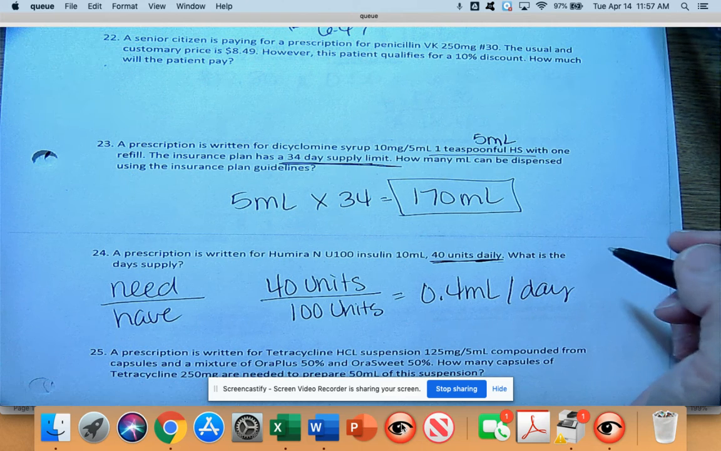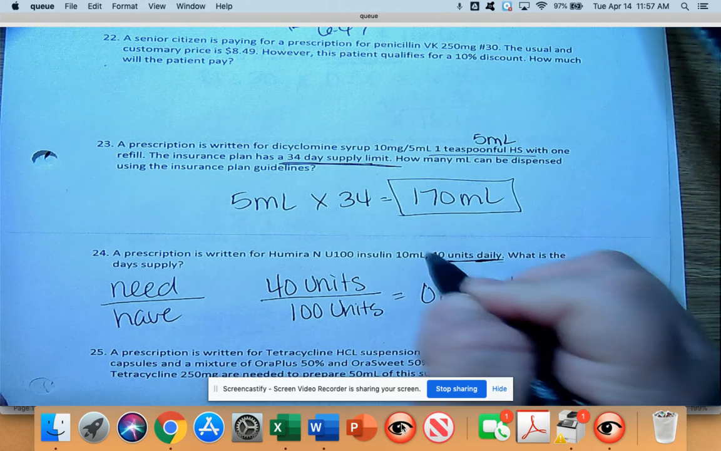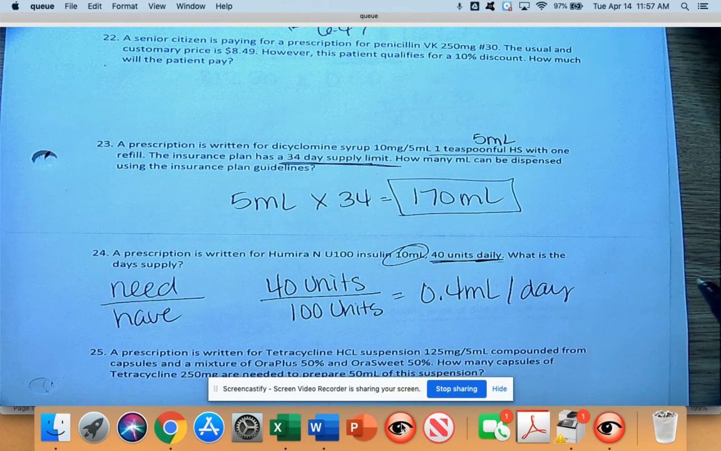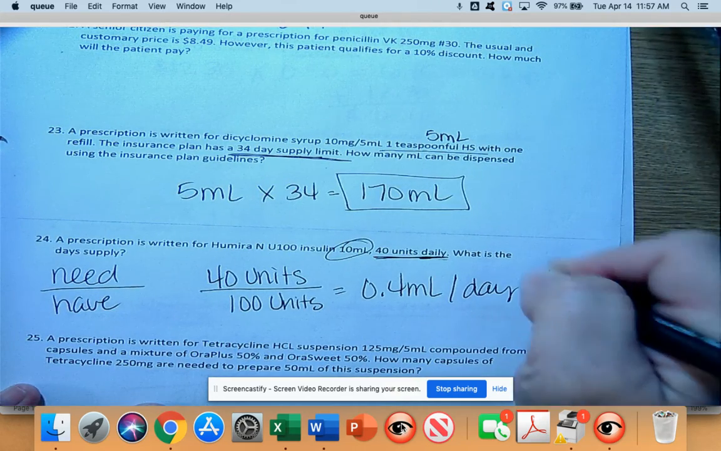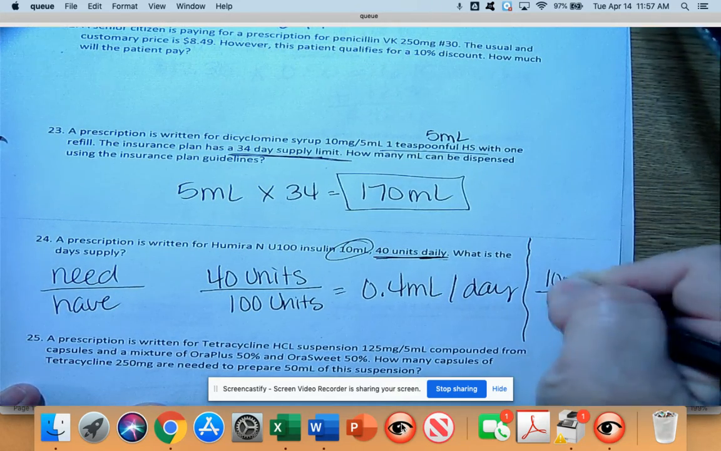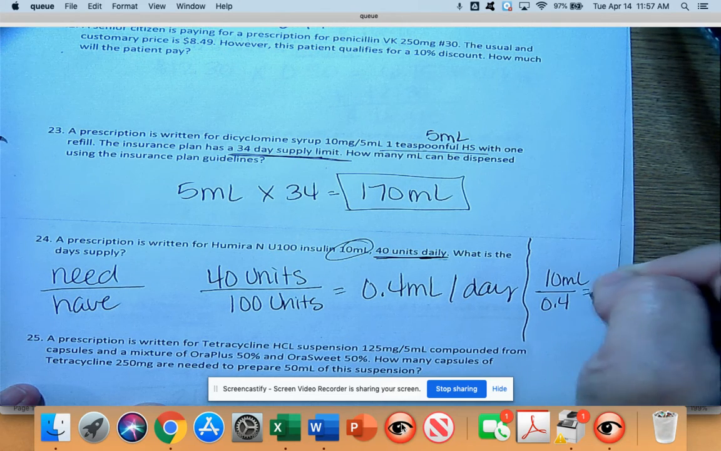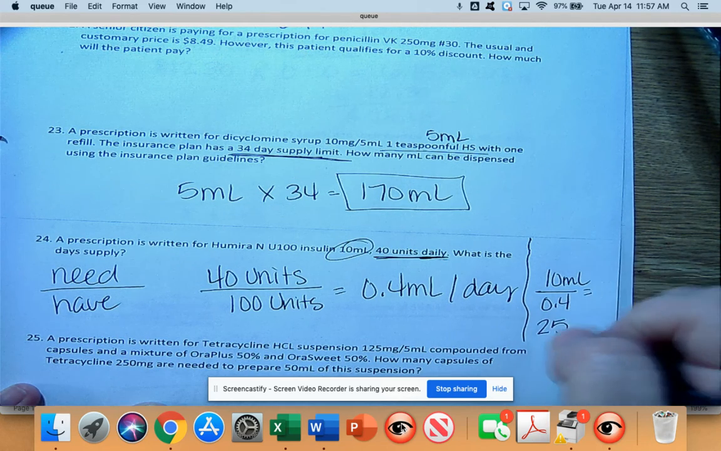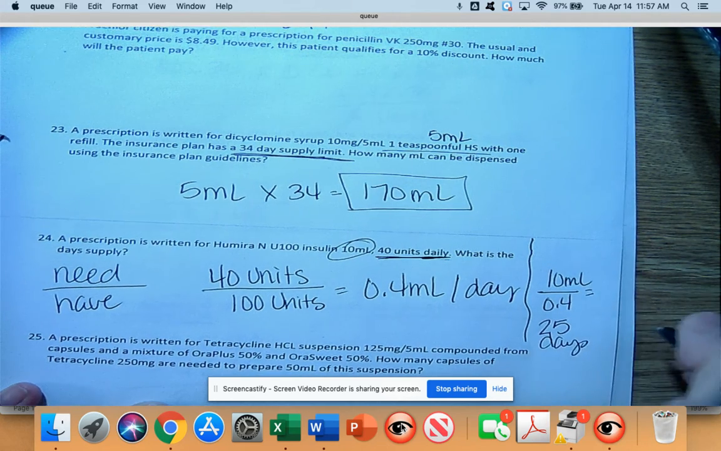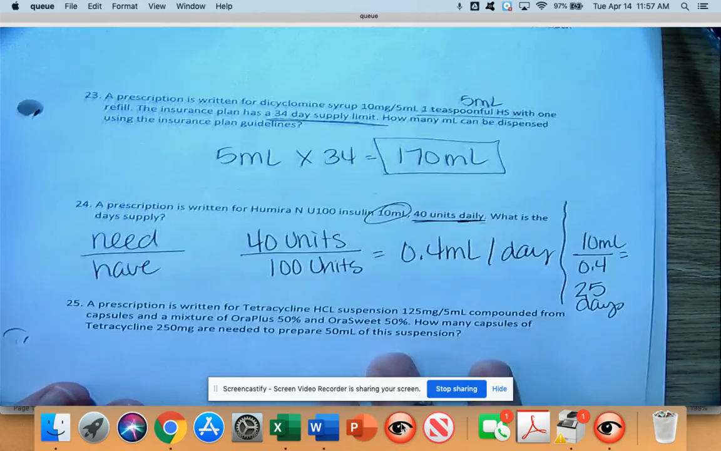What is the day supply? Well, my insulin vial is 10 milliliters. So I'm going to take my 10 milliliter vial and divide that by 0.4 mils a day. When I divide 10 by 0.4, this is going to last this patient 25 days. Okay. Let's look at one more for this video, number 25.